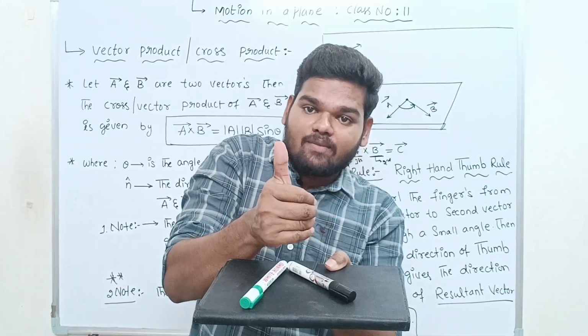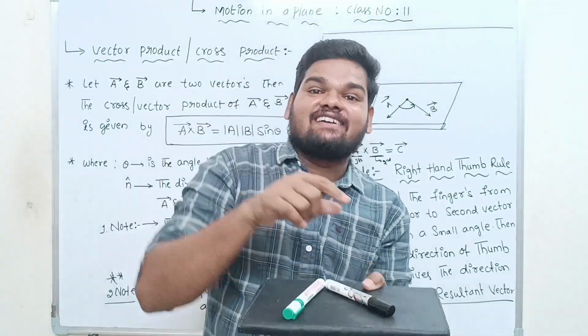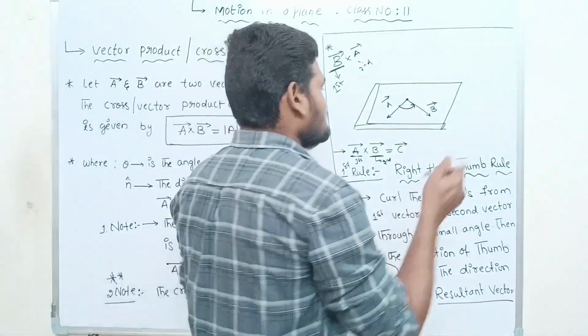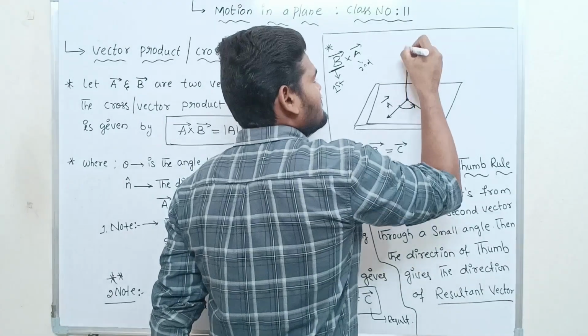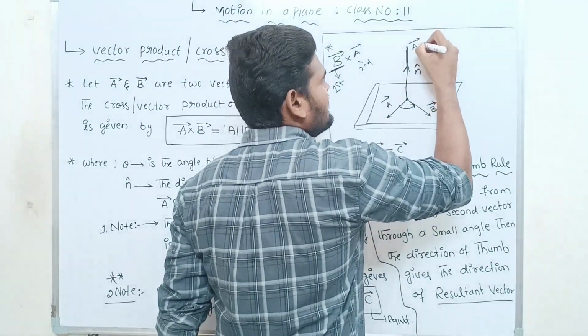A bar to B bar. Then the direction of the thumb gives what? The direction of the resultant vector. That means the direction of the thumb gives the direction of the resultant vector.